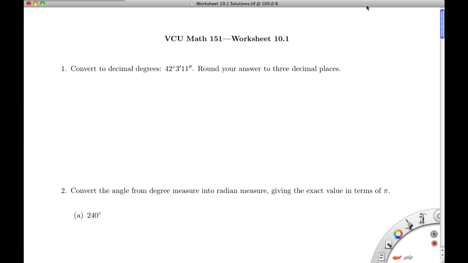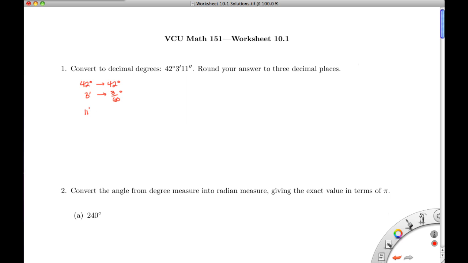So let's think about what we're being given here. So 42 degrees, 3 minutes, and 11 seconds. If we were to write this in terms of all of these being parts of degrees. So, for example, 42 degrees is straightforward. That's just already in degrees. Now, the 3 minutes. So there are 60 minutes in 1 degree. So 3 minutes would be 3 divided by 60 degrees.